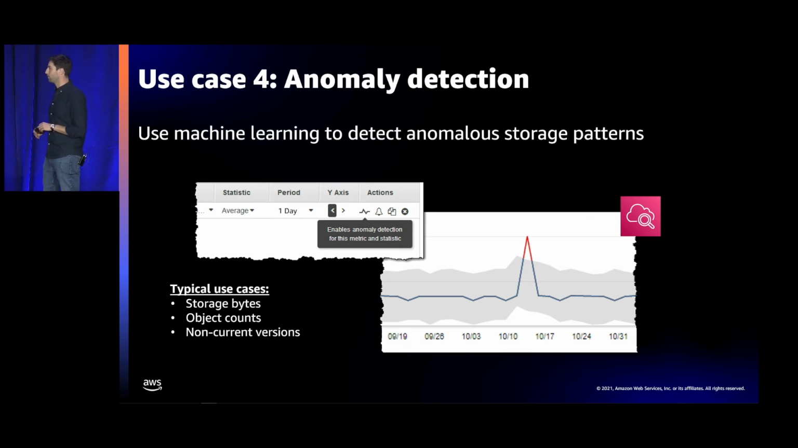Let's look at a few examples of where we can use anomaly detection and set up alarms to monitor our storage. For example, you could monitor your storage growth size and identify any changes in trends in your storage. You can do that by either looking at your storage bytes and setting up an anomaly detection alarm on that, or on your object counts.